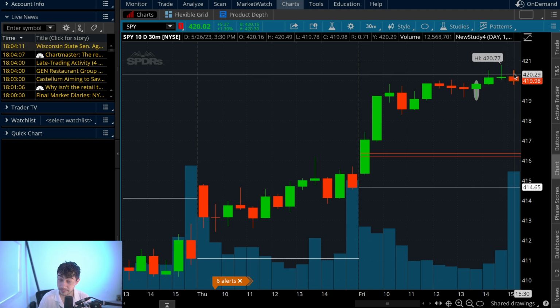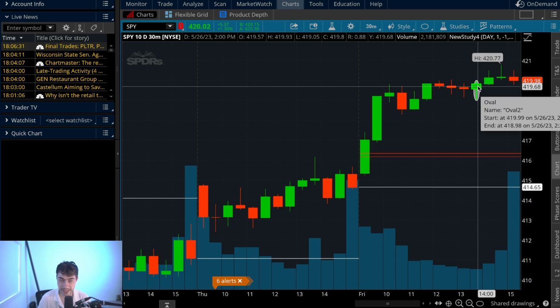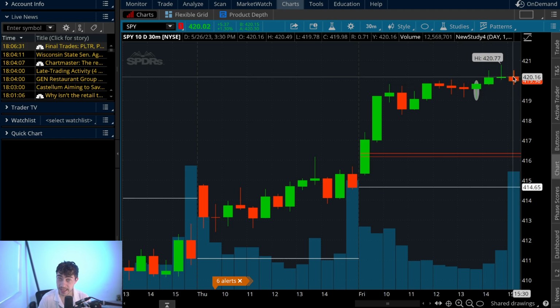I hit puts at 3:45 p.m. We did not get caught in this bear trap when 420 reacted as support. We did not get caught in that. I hit puts at 3:45 p.m. at the exact peak when this was at $420.40. It sold off all the way to $419.80. People banked on that play.